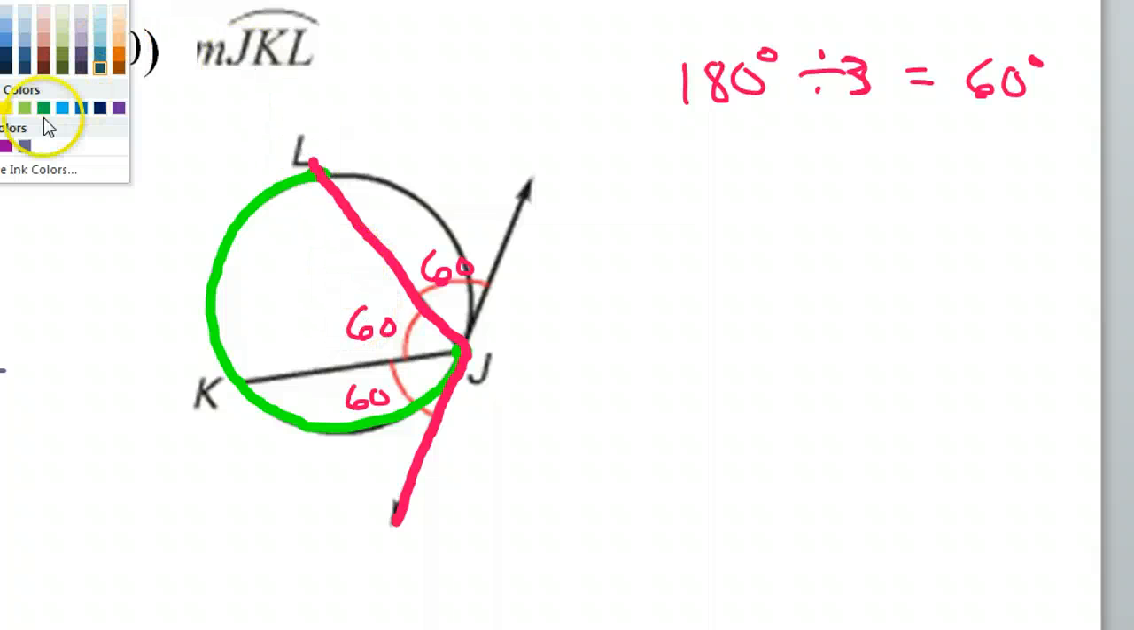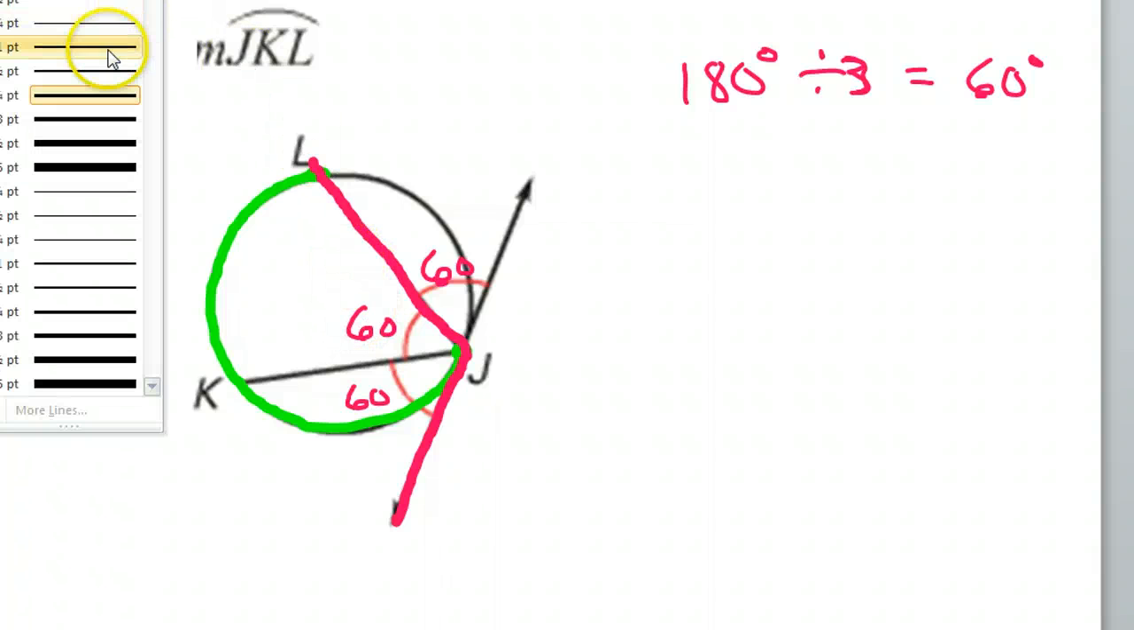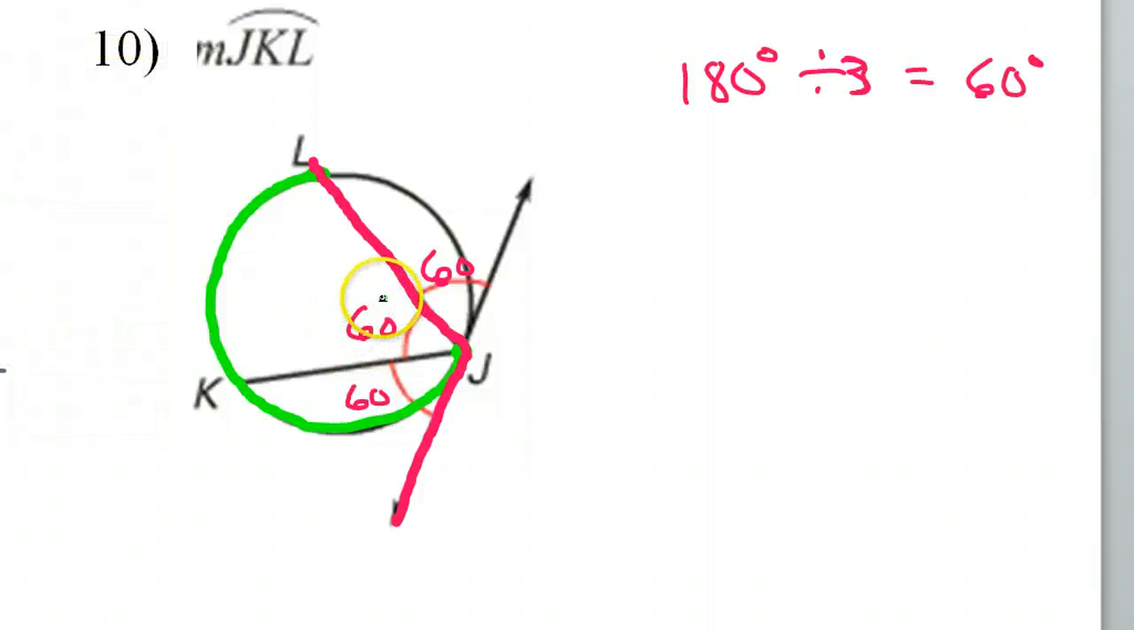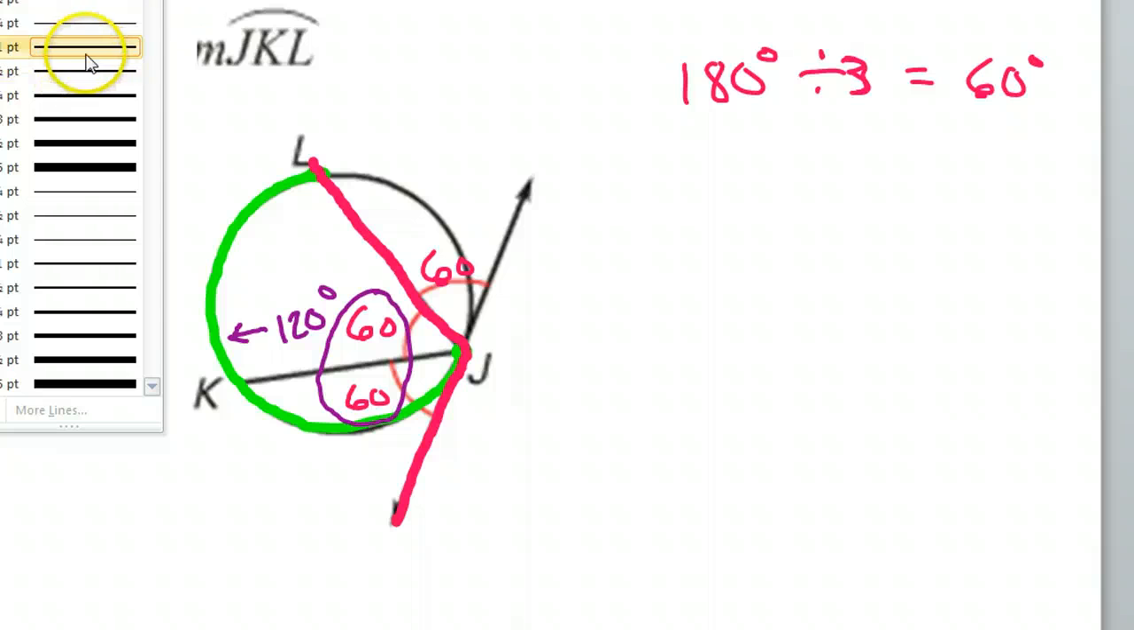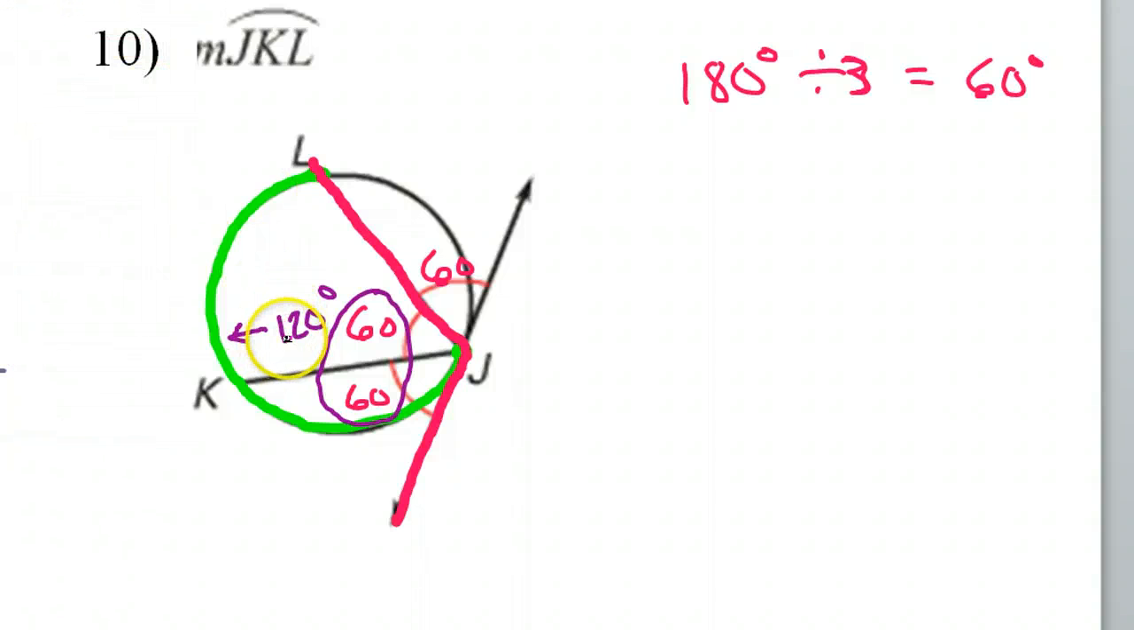I'll use this purple. So together this is a total of 120 degrees. So if I take that 120 degrees and double it, that should give me the arc. So that'll be 240 degrees. And that's how you do number 10.